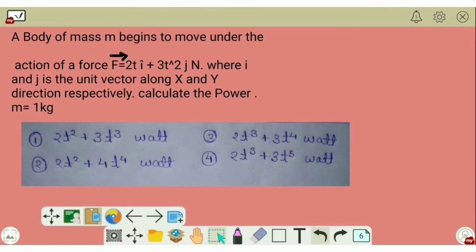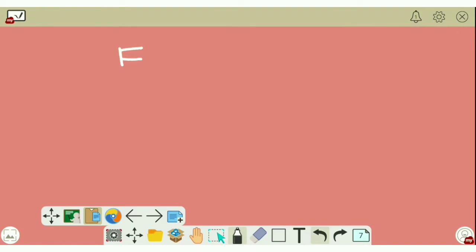So read the question first. A body of mass m begins to move under the action of a force F vector is equal to 2t i cap plus 3t square j cap Newton, where i cap and j cap are the unit vectors along the x and y axis. Then calculate the power, where it is given that m is equal to 1 kg. So let's start. F vector is equal to 2t i cap plus 3t square j cap.